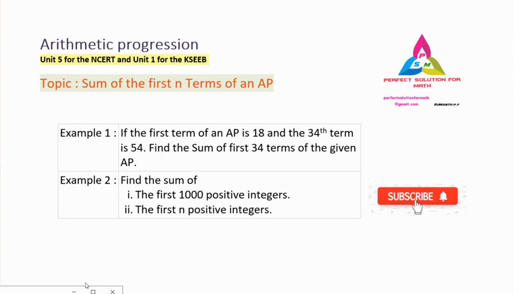Example 2: Find the sum of the first 1000 positive integers, and in that, the sum of the first n positive integers. Remember, example 2 is very important from your examination point of view, because you are going to have one more formula over here, that is the sum of the first n positive integers. That may come as a 1 mark question, maybe multiple choice, in your examination. For that purpose, be attentive in the video and concentrate more.